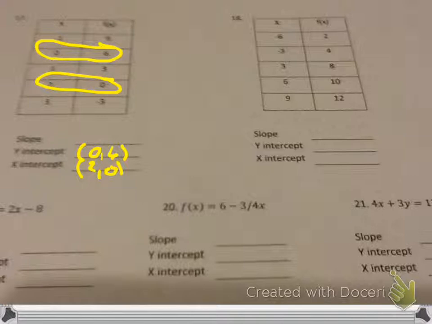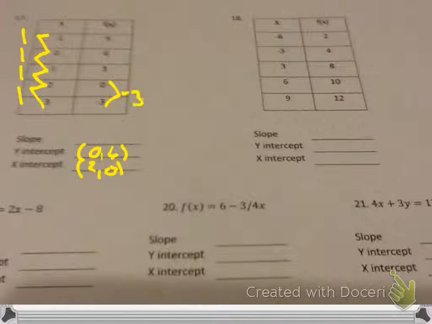Then, if you go ahead and try to, say, subtract, 3 minus 2 is 1. 2 minus 1 is 1. 1 minus 0 is 1. 0 minus negative 1 is 1. Negative 3 minus 0 is negative 3. 0 minus 3 is negative 3. 3 minus 6 is negative 3. 6 minus 9 is negative 3. So my slope is negative 3 over 1. Don't try to make it positive just because that's the easier thing to do.